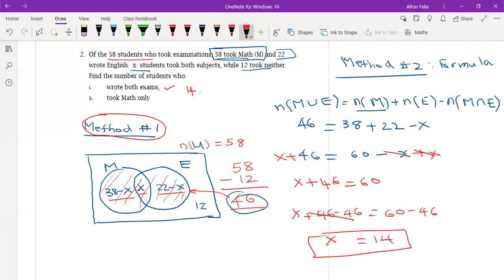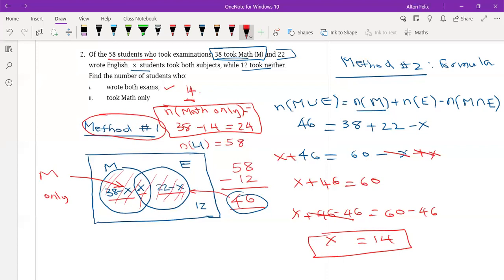Okay, let's look at the final part. The number of students who took math only. Math only is in this region right here, 38 minus X. So if X is 14, the number of students who took math only will be 38 minus X, 38 minus 14, and that'll give us 24, math only.